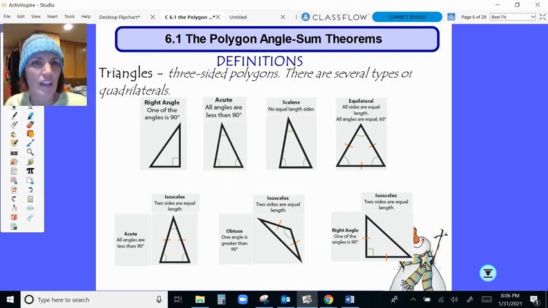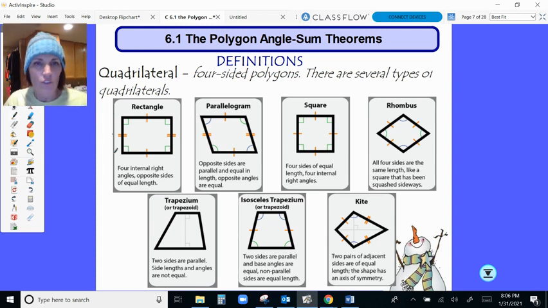Then we have special quadrilaterals. We have a rectangle, which has 4 right angles and 2 opposite sides that are equal. A parallelogram has 2 opposite sides that are equal, but not right angles, and has opposite angles that are equal. A rectangle is a parallelogram, but not the other way around. So no converse statement there.